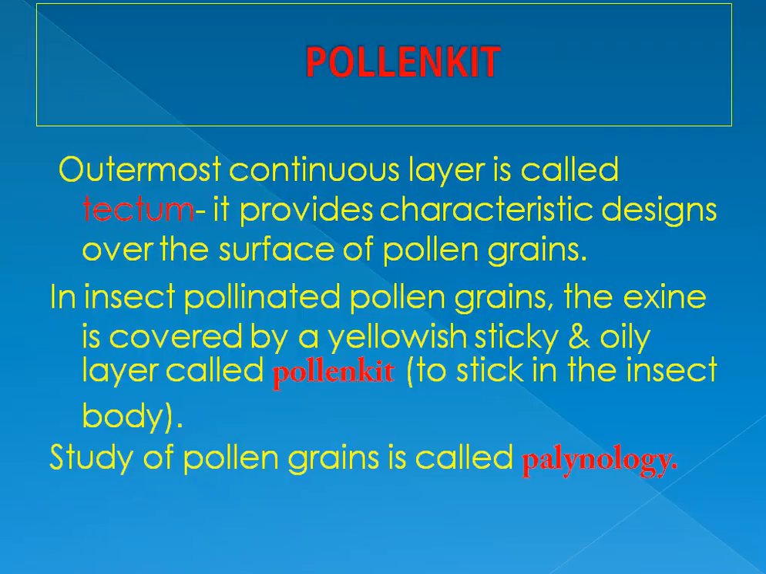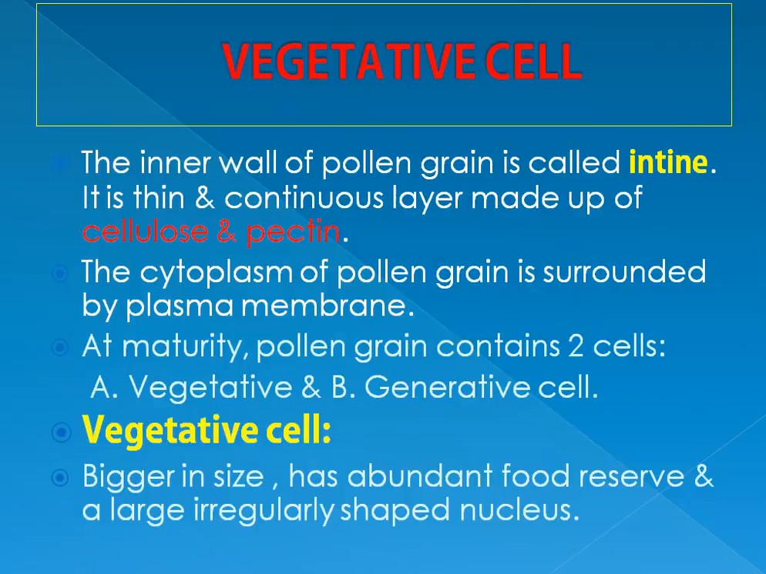In insect pollinated pollen grains, exine is covered by a yellowish, sticky and oily layer called pollen kit, which can stick to insects. The study of pollen grains is called palynology. The inner wall of the pollen grain is called intine. It is a thin and continuous layer made up of cellulose and pectin.